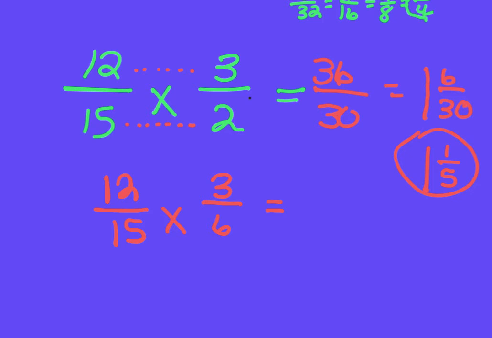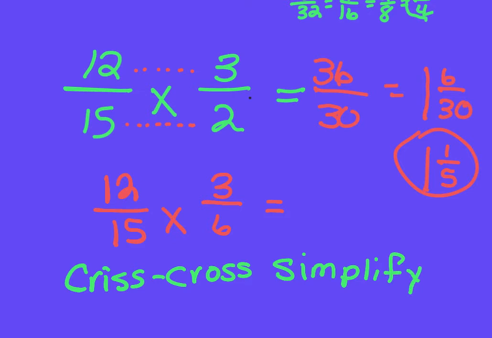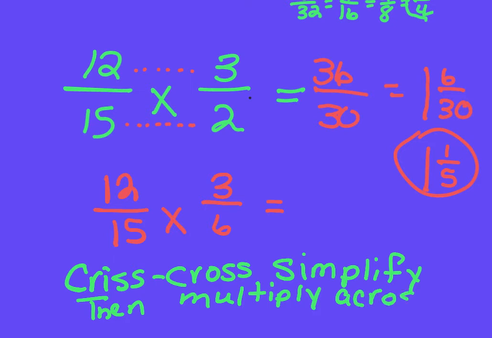When I learned to multiply fractions, we always would crisscross simplify. So this is called crisscross simplify, then multiply. Crisscross simplify, then multiply across. Okay? Do not get confused. When you are doing this, you can crisscross simplify, but you must remember to get your final answer that you had to multiply straight across.